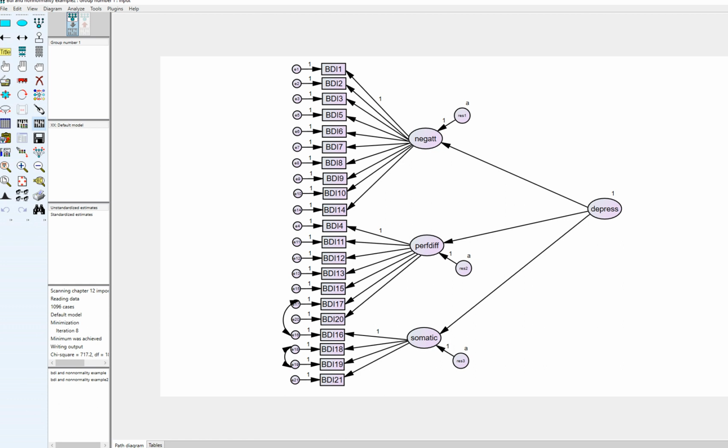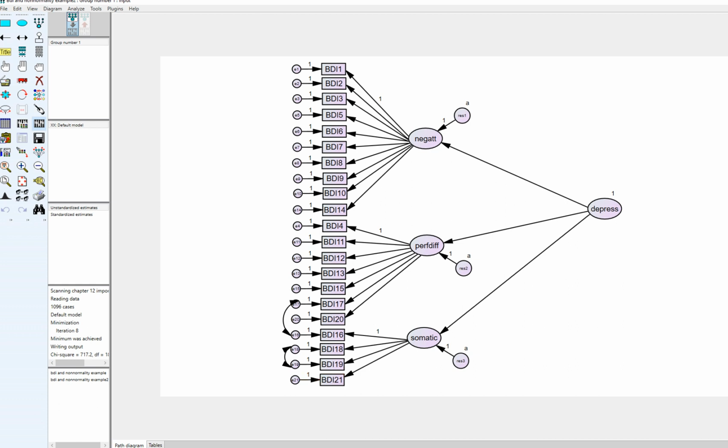Okay, so we have a confirmatory factor analysis model that she presented in chapter 12. These are items from the Beck Depression Inventory, and you can see that we have essentially a second order confirmatory factor analysis with these items loading onto first order factors, and those first order factors in turn loading onto a second order factor. We also have correlated errors associated with a couple of the items.